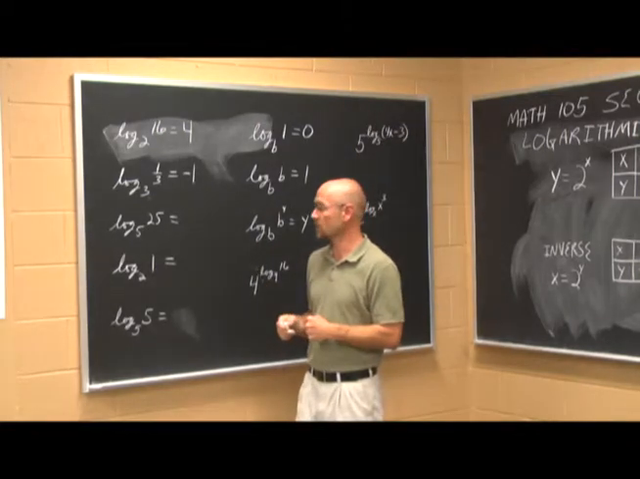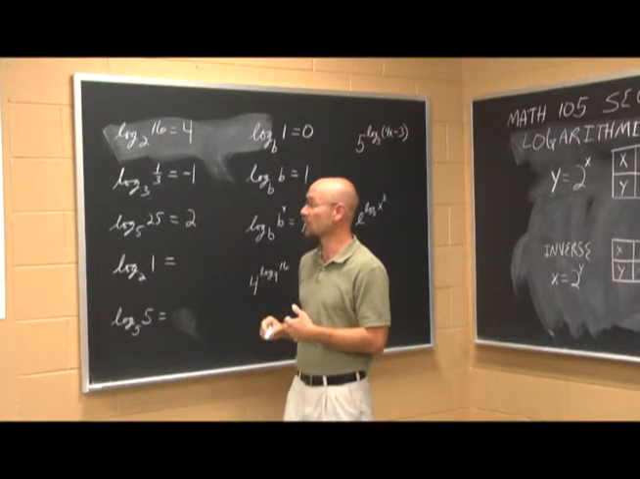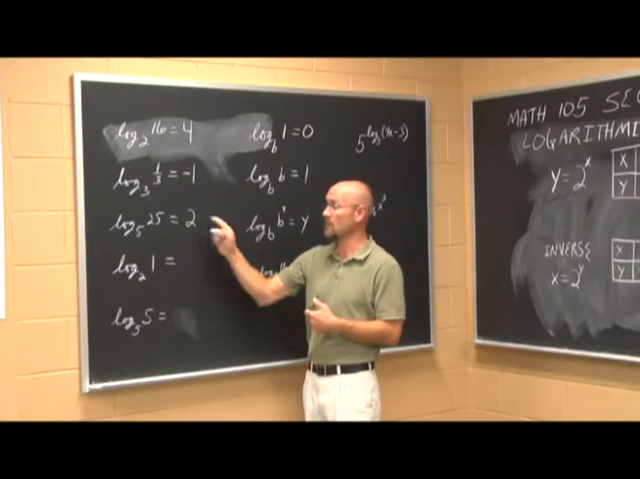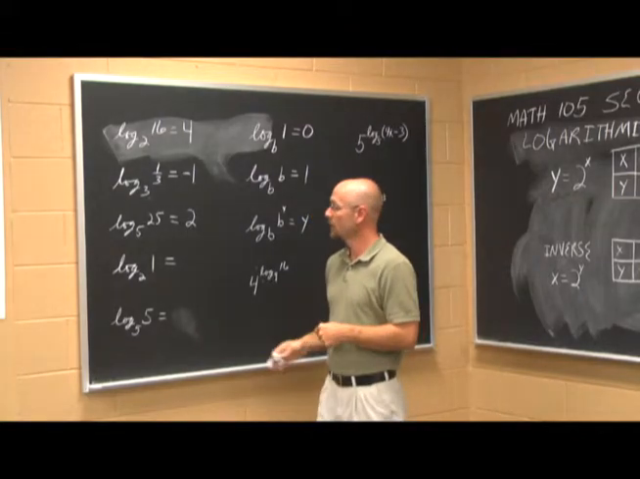Log base 5 of 25. 5 to what power is 25? Well, 5 squared is 25. So the logarithm base 5 of 25 must be equal to 2. 5 squared is 25. So we're checking.